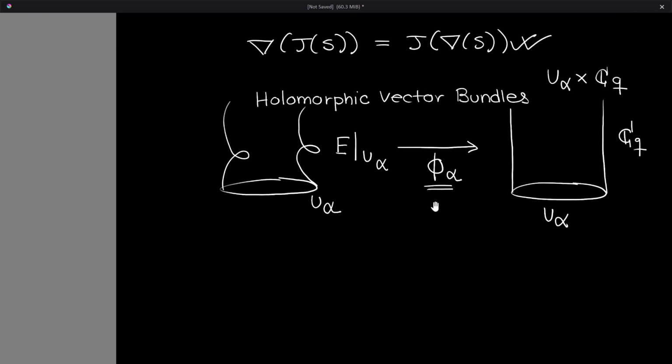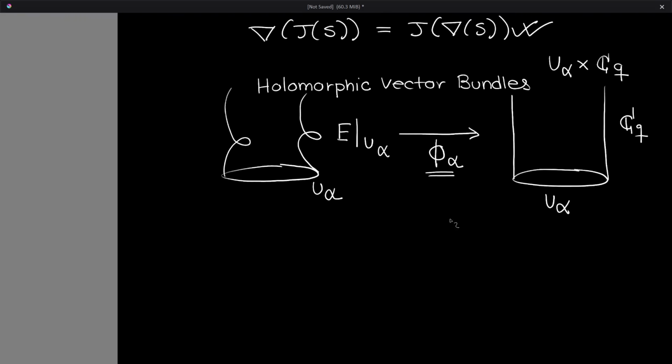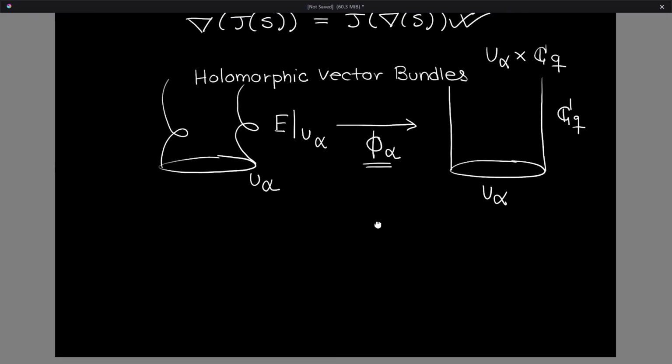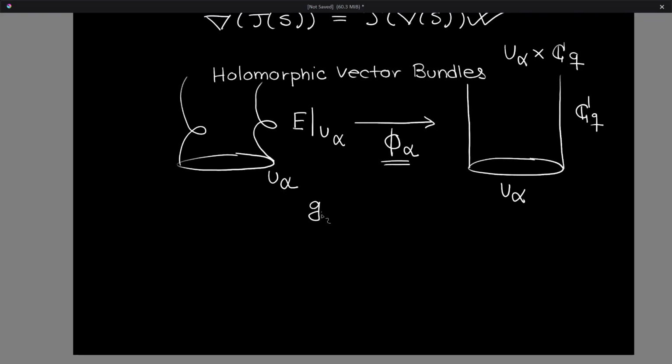We use these phi alphas to create these transition maps. g alpha beta would be equal to phi alpha inverse after phi beta. As I said before, maybe I've gotten the alpha and the beta mixed up in this definition, but if I just flip them, maybe it's phi beta inverse phi alpha.